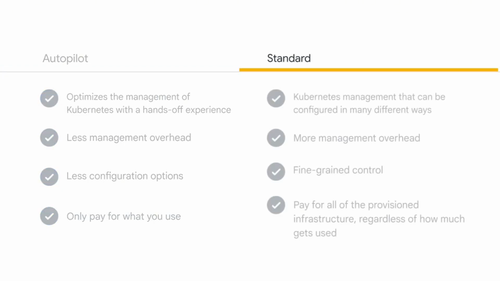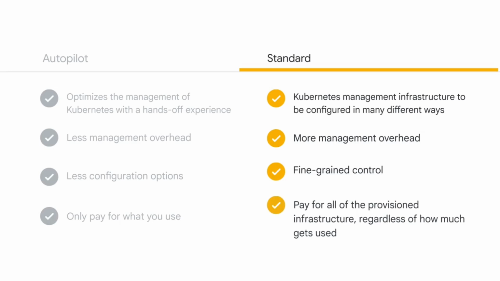The standard mode allows the Kubernetes management infrastructure to be configured in many different ways. This requires more management overhead, but produces an environment for fine-grained control. With GKE Standard, you pay for all of the provisioned infrastructure, regardless of how much gets used.